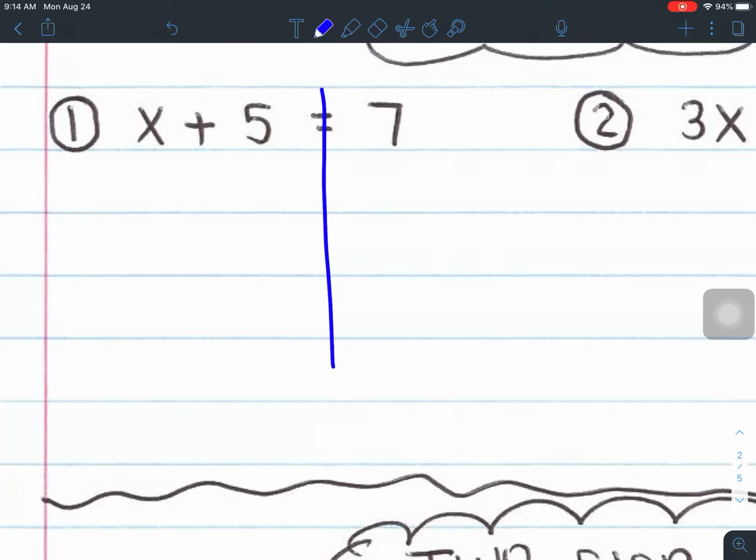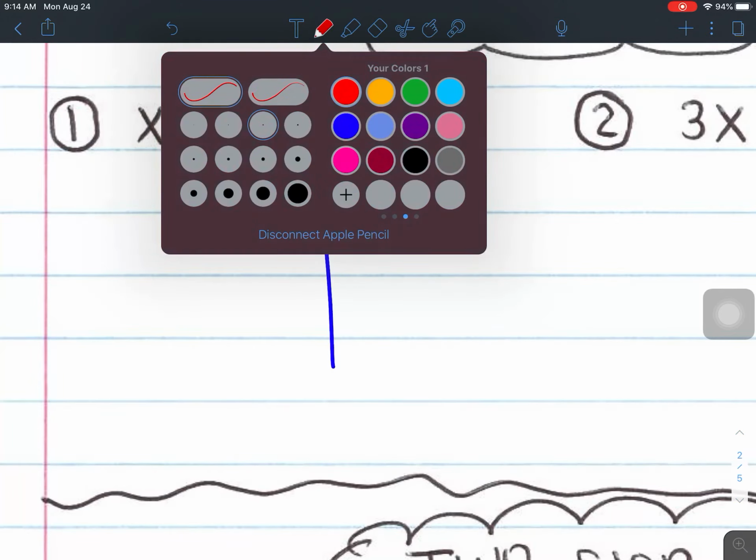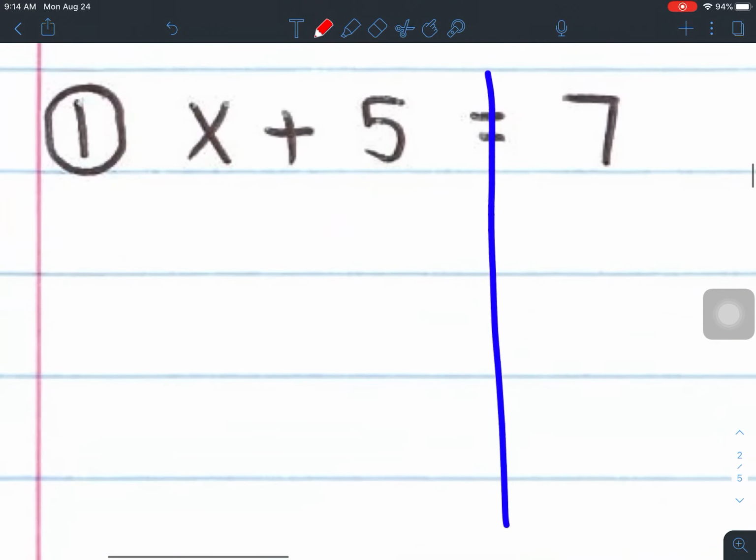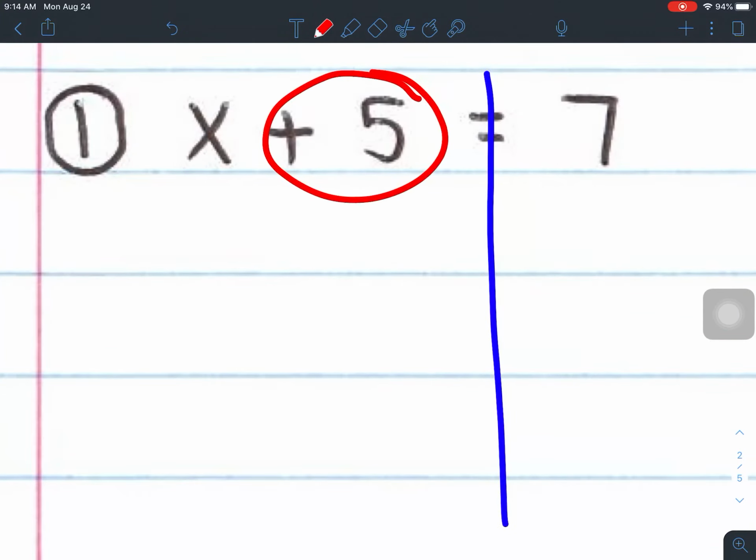Now, the goal here is to get x by itself. Yes, I know the answer is 2, but we have to solve and show work. So how do I do that? Well, if I want to get x by itself, what's prohibiting x being by itself? Well, it's having 5 added to it. If I want to get rid of that plus 5, I have to do the opposite. So I would have to do the opposite and subtract 5.